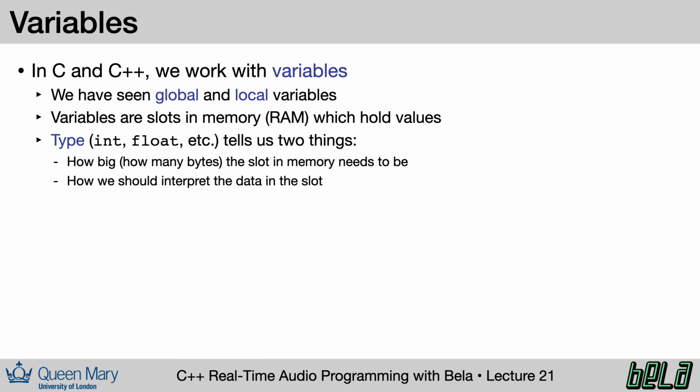First, let's talk about C and C++ again. In these languages, we work with variables. We've seen global variables that persist across a program, local variables that are declared within a particular function, and in each case, a variable is actually implemented as a slot somewhere in memory which holds a value. The type of the variable, for example int or float, tells us a couple things. First of all, it tells us how much memory should be allocated for that variable, and it also tells us how we should interpret the data that's stored in that memory. For example, on Bela, both int and float require 4 bytes or 32 bits of memory to store, but the interpretation of those bits is very different.